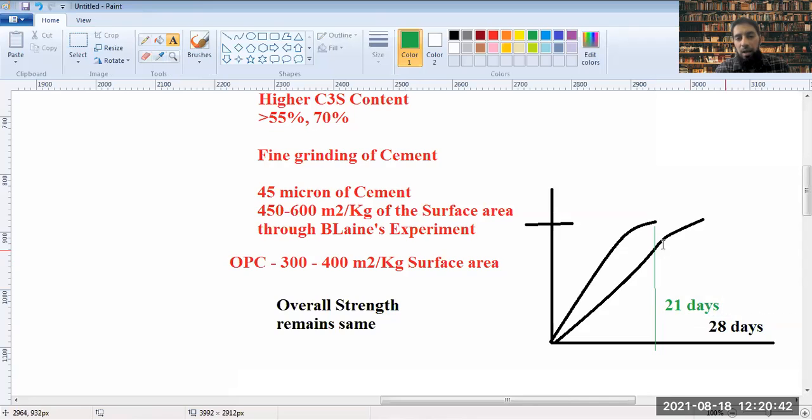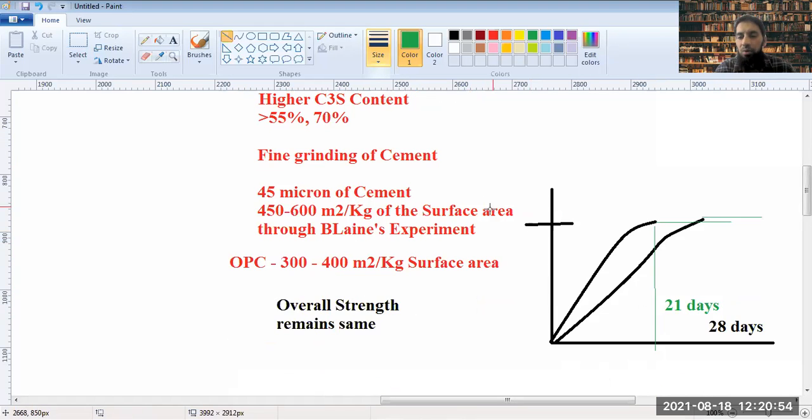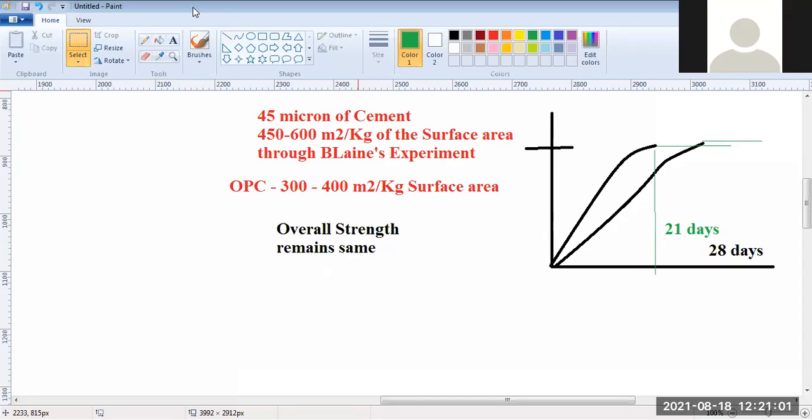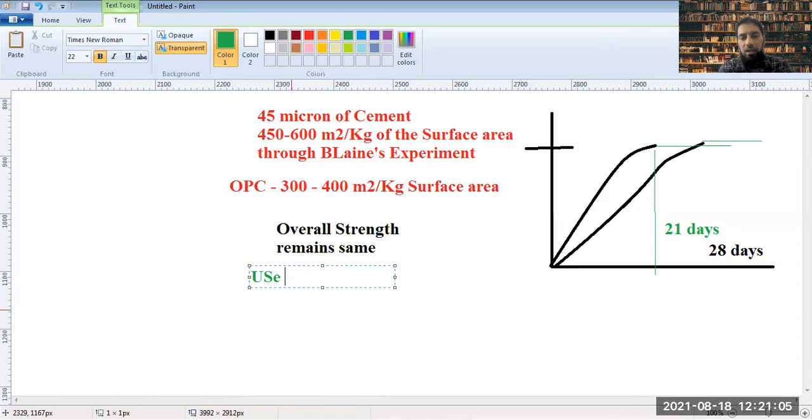So rapid hardening cement is an early strength cement, but the overall strength then remains constant after this. So this then tends to become a constant curve. There is no appreciable effect on the overall strength. It's just that now, where is the application of this? Where will this be used? What's the application of this rapid hardening cement? Where will it be used? What is the application?